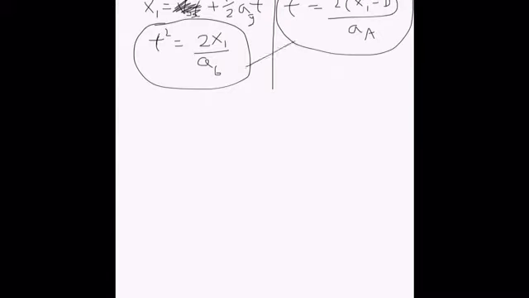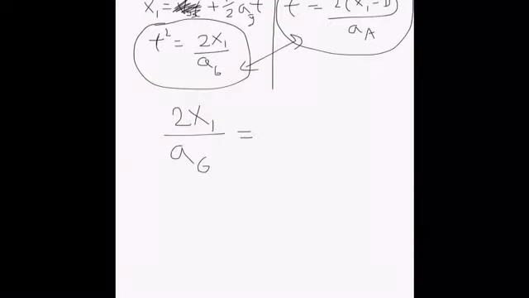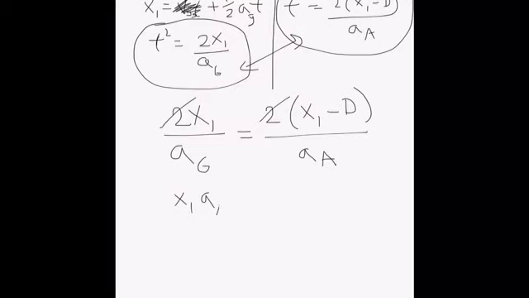So now we're going to set these two equal to each other. And we're going to get that 2x1 over George's acceleration is equal to 2 times (x1 minus d) over Alfred's acceleration. And now we can just cancel the 2's pretty easily. And then we're going to cross multiply here, so x1 times AA is equal to George's acceleration times x1 minus George's acceleration times d.